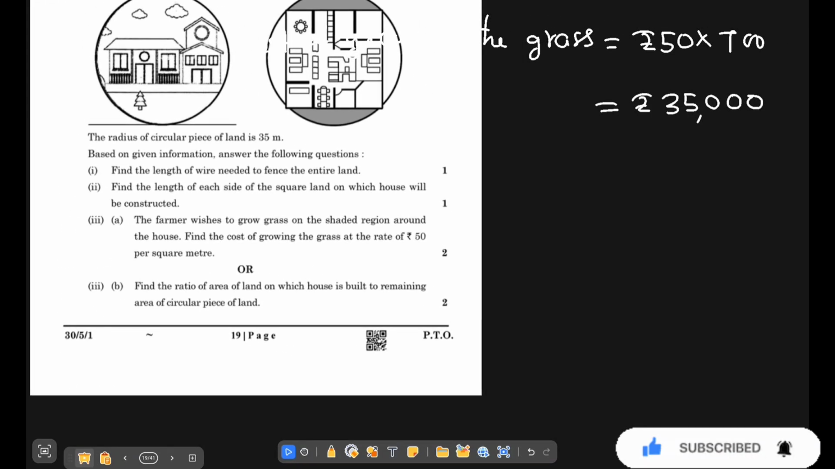So the third big question is: find the ratio of the area of land on which a house is built to the remaining area of the circular piece of land. The remaining area of the circular piece of land is already 1400, and the area of land on which the house is to be built is the area of the square. So let's find it.